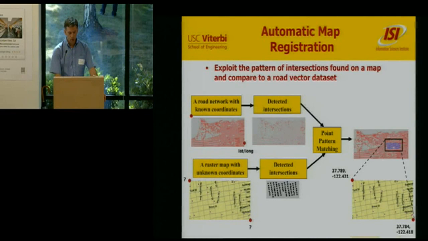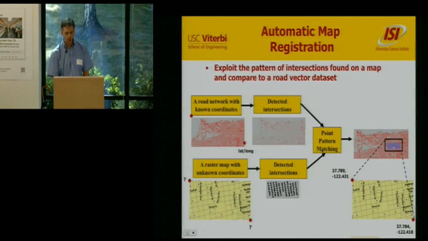So what we have shown in this image on the bottom is a raster map with some unknown set of coordinates, right? We don't know the coordinates of this. We're going to detect the intersections on this, and I'll talk a little bit more about how we do that in a minute. On the top, we have a road network, a vector road network, and this is relatively straightforward. We can detect all the intersections by just searching in this vector road map, and these correspond to these red dots for the detected intersections.